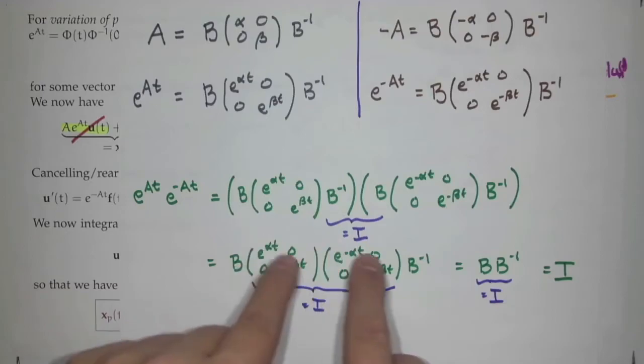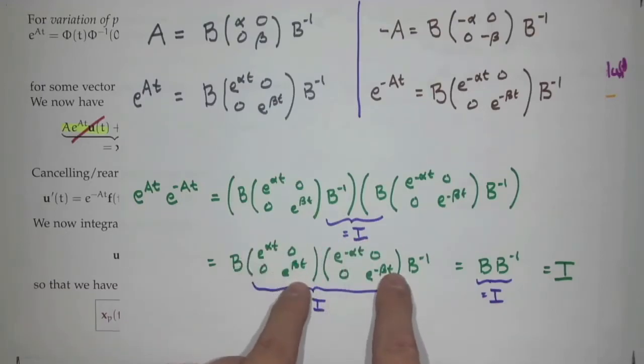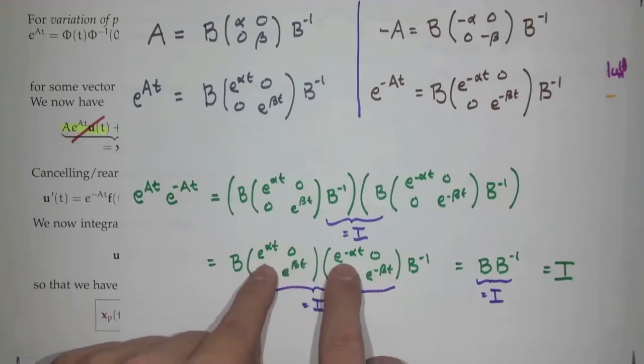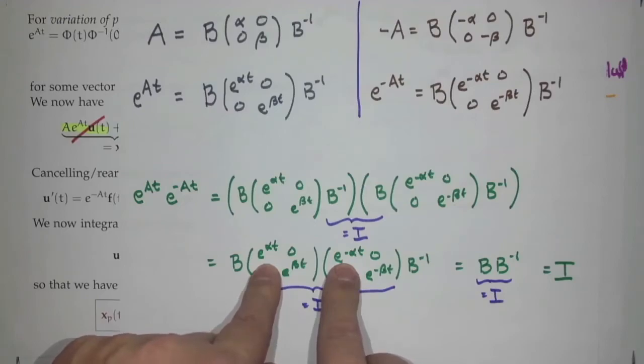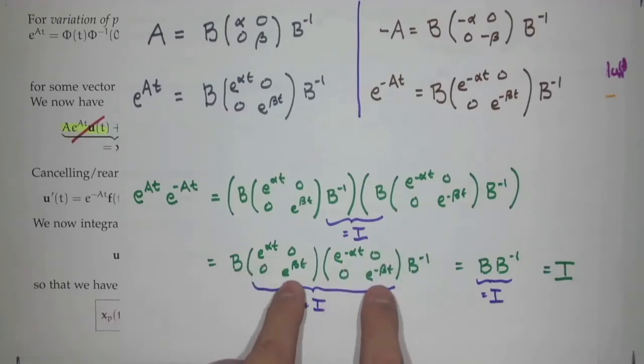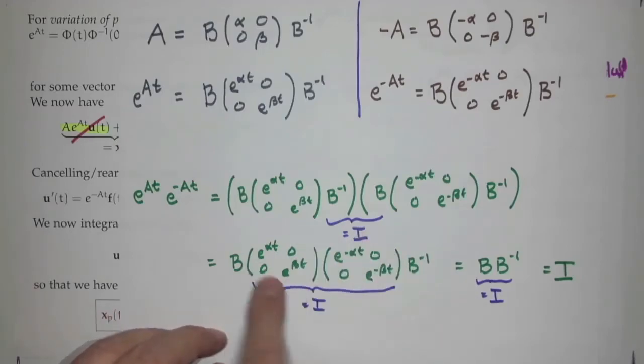Yeah, you just multiply the diagonals, term by term. Diagonal matrices are really cool to multiply. That's why we like working with diagonal matrices. e to the alpha t times e to the minus alpha t, we would get e to the 0, which is 1. e to the beta t, e to the minus beta t, 1. So this becomes the identity.